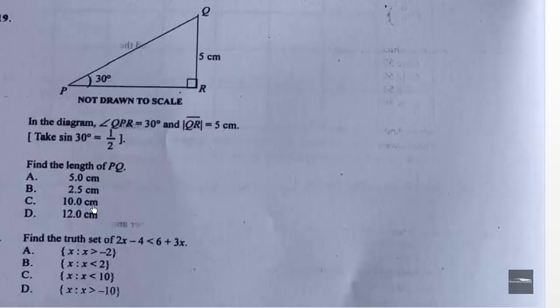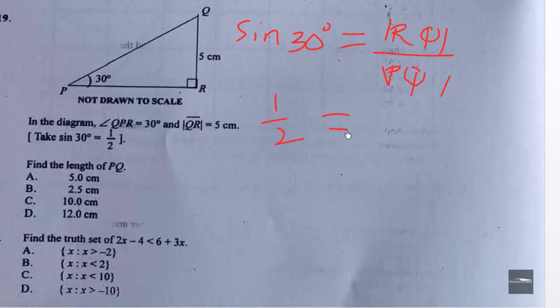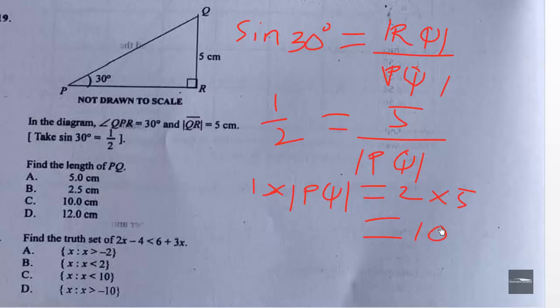Question number 19. In a diagram PQR, angle PQR is 30, and line segment QR is 5 centimeters. We are supposed to find the length of PQ when sine 30 is half. So sine 30 will be equal to opposite over hypotenuse, which is PQ. The opposite is 5 centimeters over PQ. We can cross multiply 1 times PQ and 2 times 5, and that will give us PQ to be 10 centimeters.